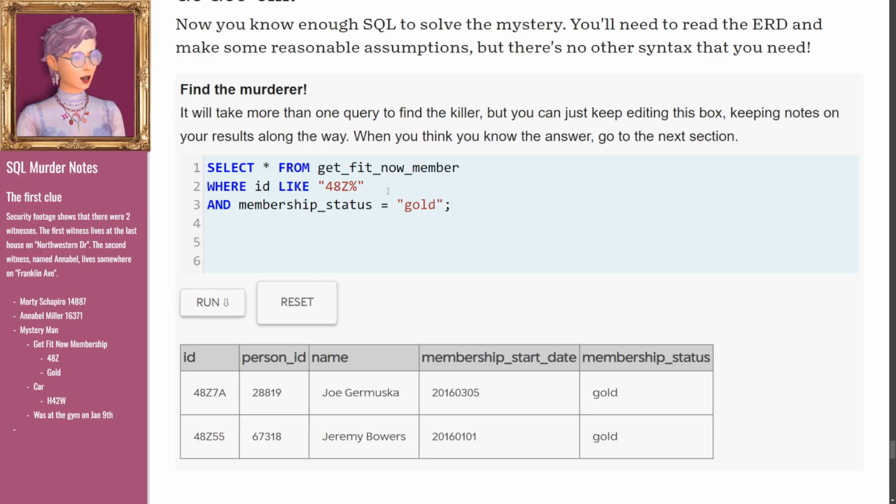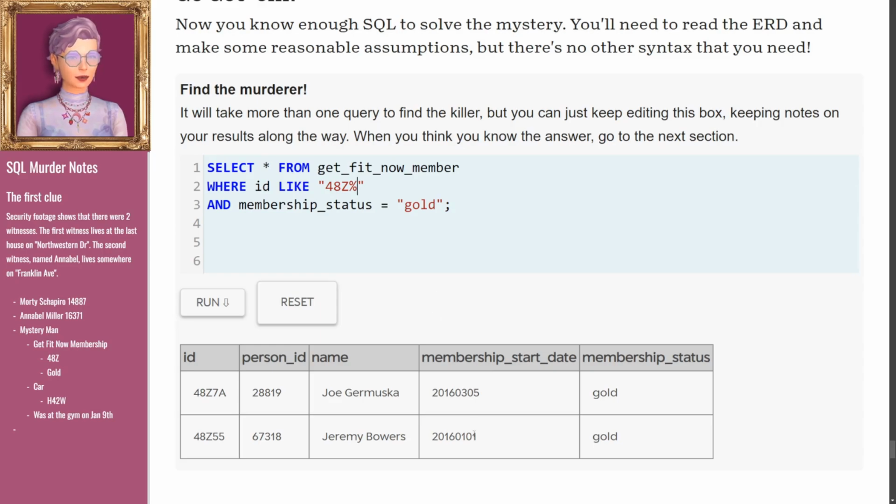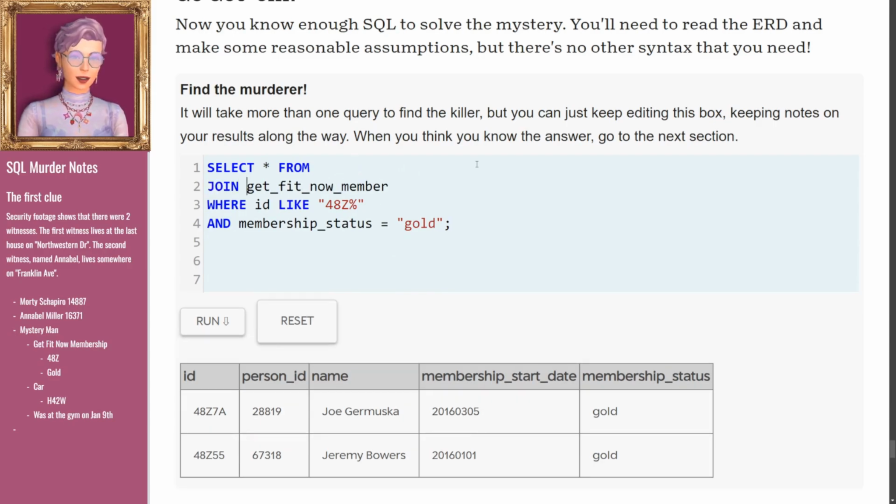Then the other clue we have is that he checked into the gym on the 9th, and we know the beginning of his car. Honestly, I think we might be able to get this person with just Morty Shapiro's answer. That was a very thorough answer, unless these people both have the same car license plate start, which maybe they do. Let's find out. So we're gonna edit Get Fit Now member to be join Get Fit Now member.